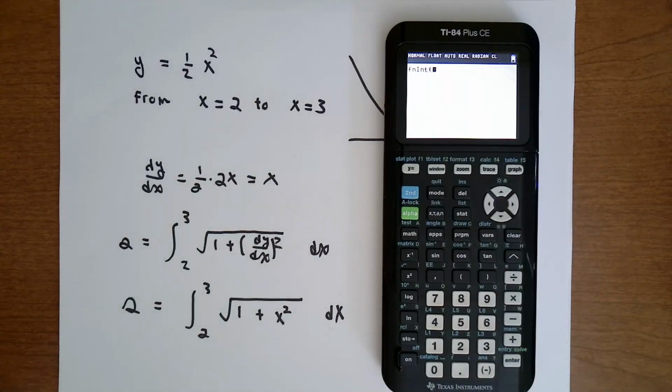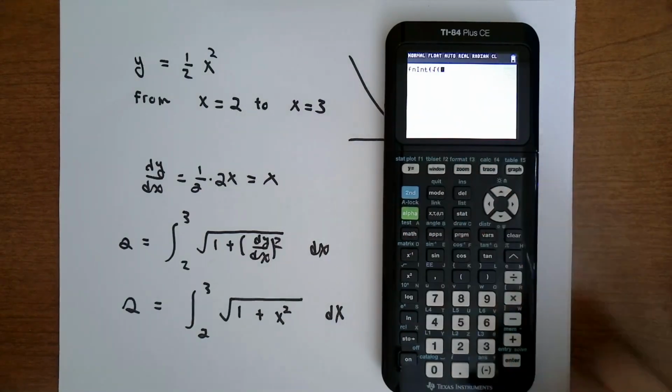FNINT wants to know some things. It's going to want to know the thing that I want to integrate. Then it wants a comma. Then it wants the name of the variable. Then it wants another comma. Then it wants to know the lower limit of integration, comma, upper limit of integration, close parentheses.